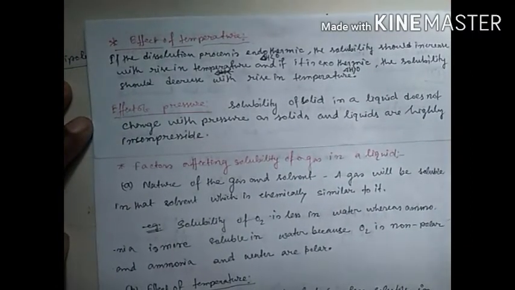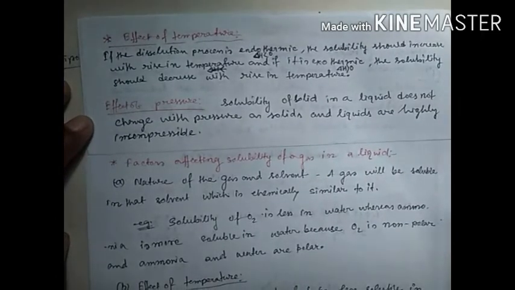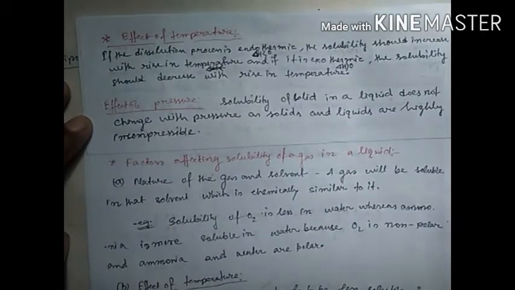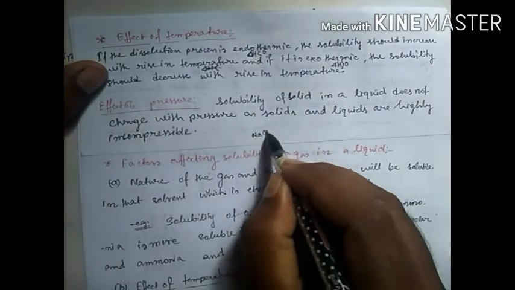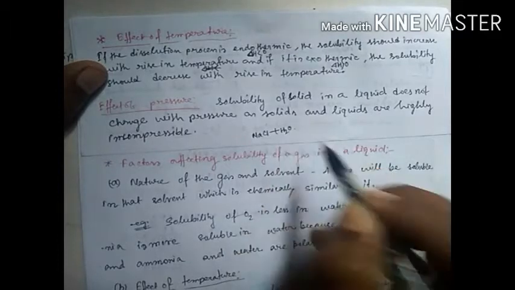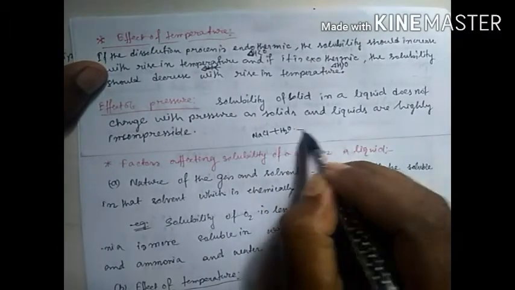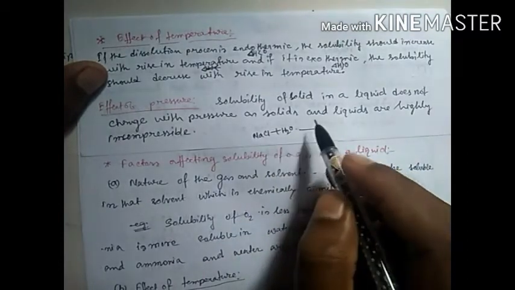Now let us take an example here. Suppose you are making a solution of sodium chloride in water. You can try it at home also. Suppose here sodium chloride plus water, and first of all you are dissolving at room temperature.